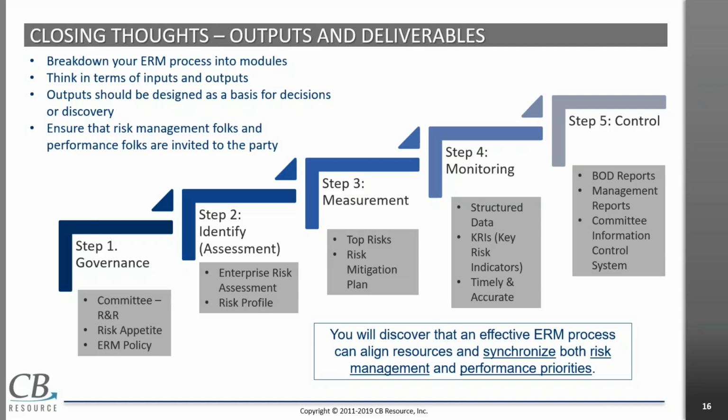You want to ensure that your risk management folks are in line with your performance management folks, right? You want a collective team. But in the end, when you think about the 5 steps we discussed, you want to come away with that first step. If you're thinking in terms of outputs, you should have committee structure, roles and responsibilities, a clearly defined risk appetite, and policies and charters in place.